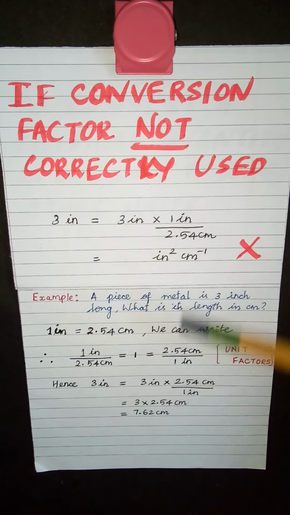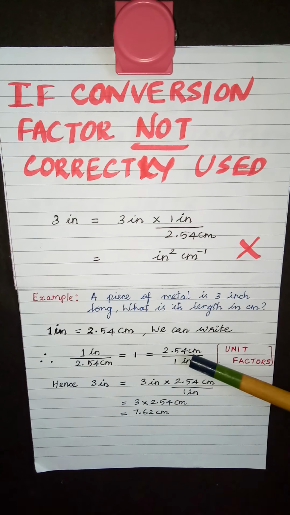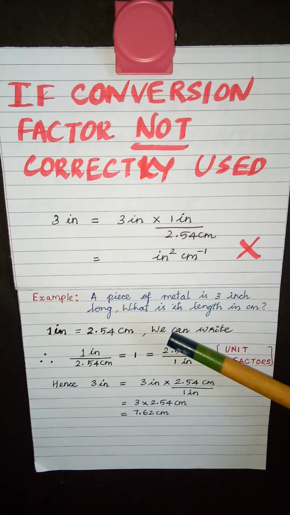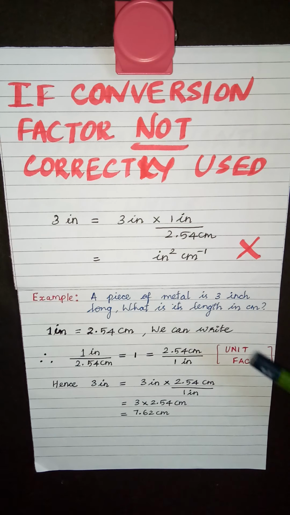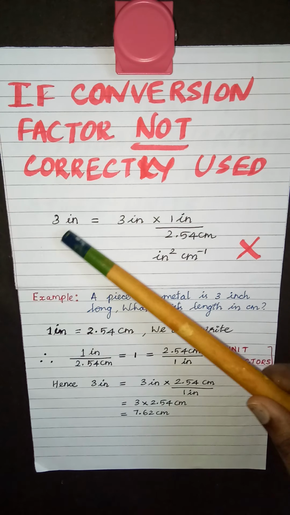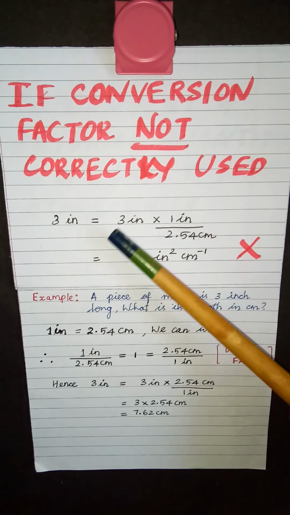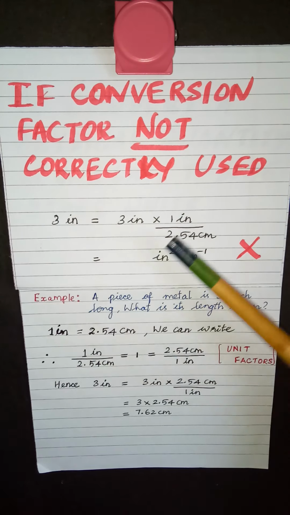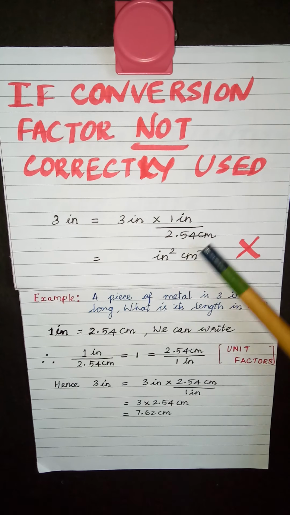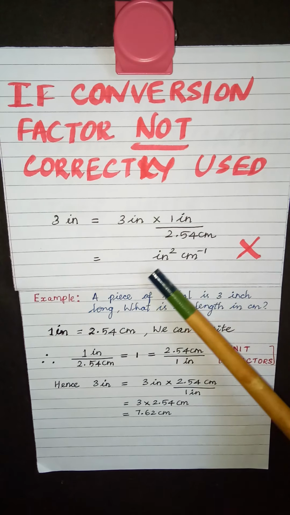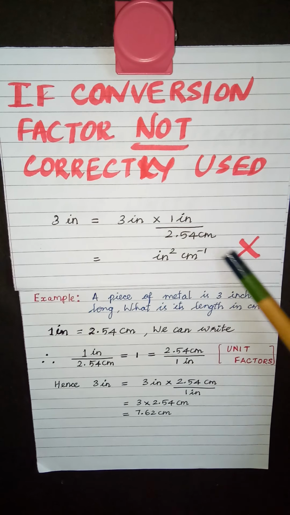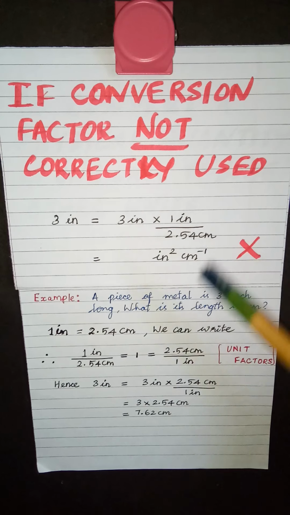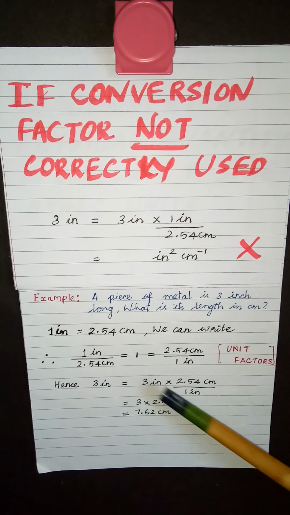If these conversion factors are not correctly used, what will happen? The answer would have absurd units like this. For example, you are asked to convert 3 inch into centimeter. 3 inch into, instead of multiplying with this unit factor, if I multiply with this 1 inch by 2.54 centimeter, what will be the unit? Inch square centimeter inverse, which is not right. So whenever you multiply with the unit factor, you have to multiply in such a way that this and this get cancelled.